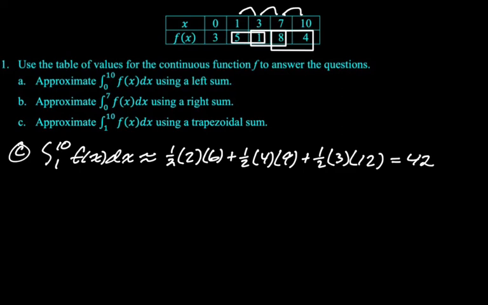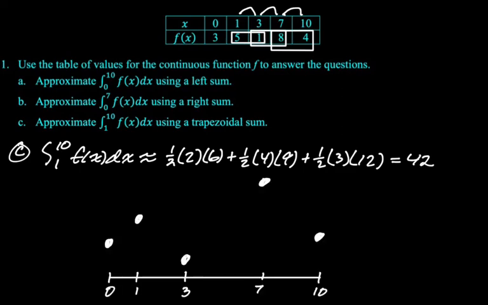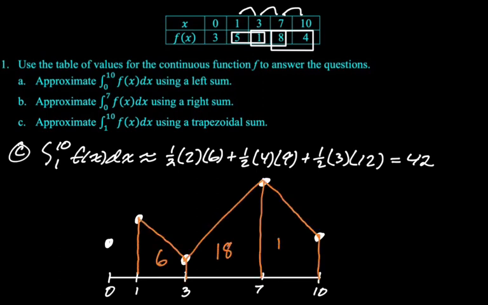We can also, of course, draw this. Drawing trapezoids is kind of fun because you just connect the dots basically and then put in the vertical lines. So we're going here, here, and here. And then these have areas of 6, 18, and 18. So that's the entire thing.